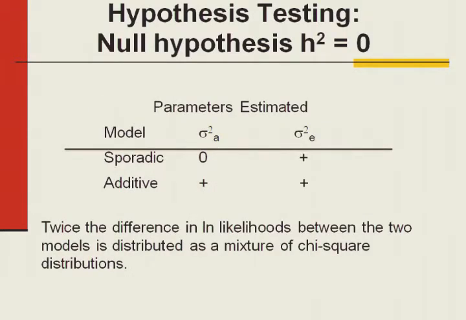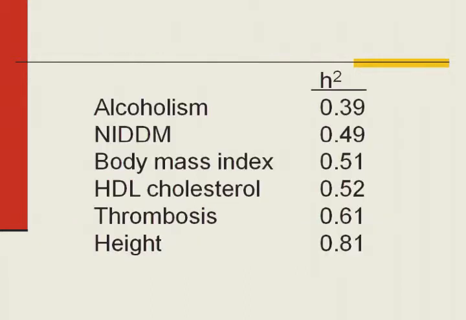So, a very simple 1 degree of freedom test: is the additive genetic variance greater than 0? And then we can parameterize that in terms of the heritability. So heritabilities vary between 0 and 1. Higher indicates a stronger additive genetic variation component.